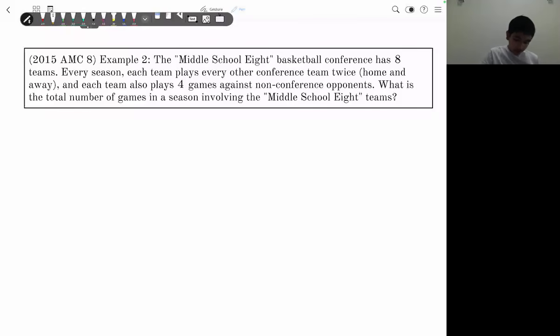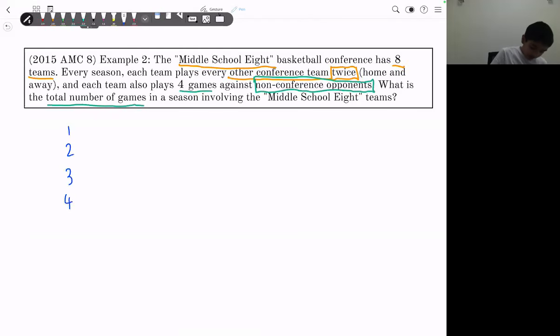Okay, so the Middle School 8 basketball conference has 8 teams. Every season, each team plays every other conference team twice. And also, each team plays 4 games against non-conference opponents. So what is the total number of games that are played in a season involving the Middle School 8 teams? Okay, so let's let the 8 teams be 1, 2, 3, 4, 5, 6, 7, or 8.